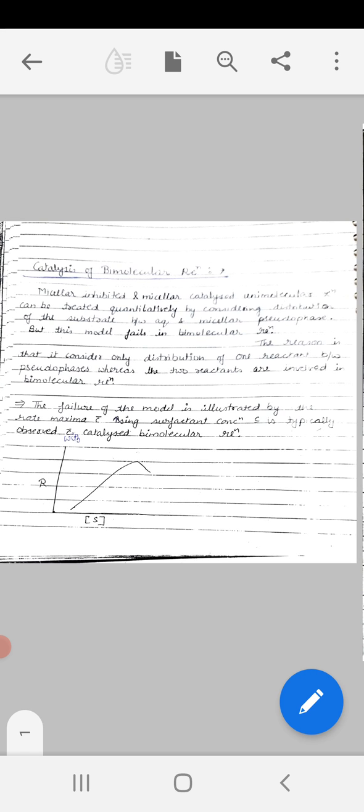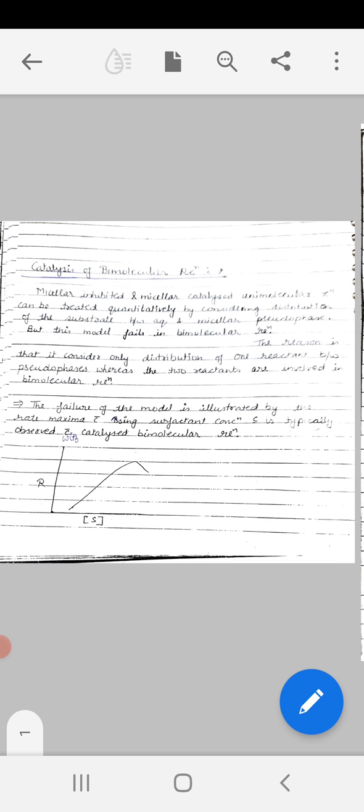Micellar inhibited and micellar catalyzed unimolecular reactions can be treated quantitatively by considering distribution of substrate between aqueous and micellar pseudophase. But this model fails in bimolecular reactions. In case of first order unimolecular reaction, we have studied this in micellar pseudophase solution. But in case of bimolecular reactions, the distribution of substrate between aqueous and micellar pseudophase is not predictable. This model failed in case of bimolecular reactions.